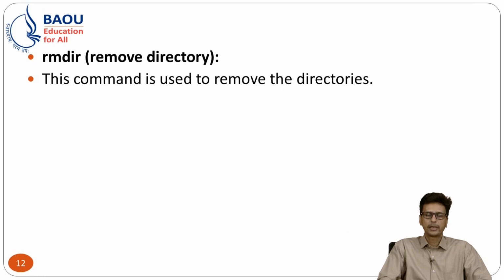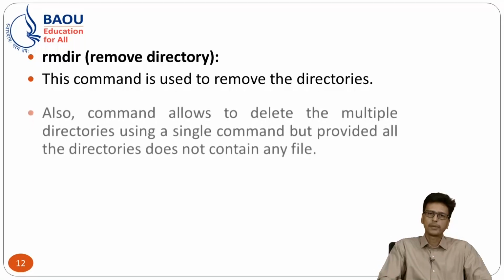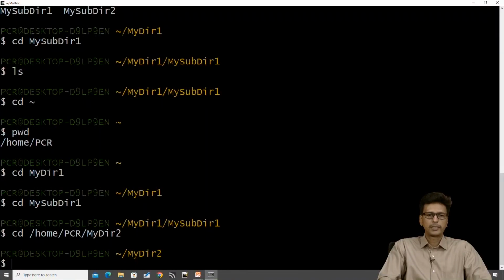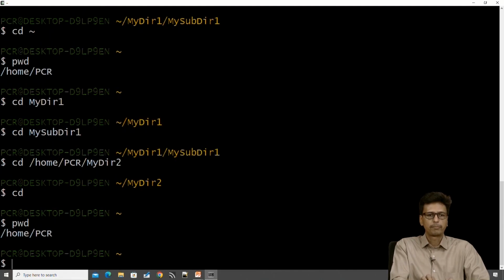The rmdir command is used like this: rmdir then after space, and whatever the directory you want to remove, that you have to pass. Now remember one thing, if that directory contains some file or contains some subdirectories, then you cannot directly delete that directory by using the rmdir command, right? So say for example, practically you can see, suppose I would like to remove, but before that you can change your path. So I can check with pwd, I can check again by using ls.